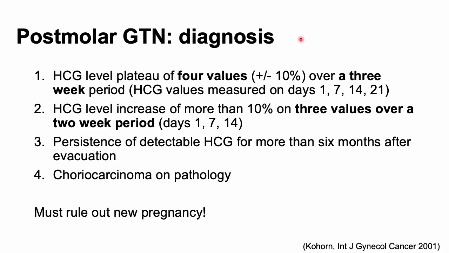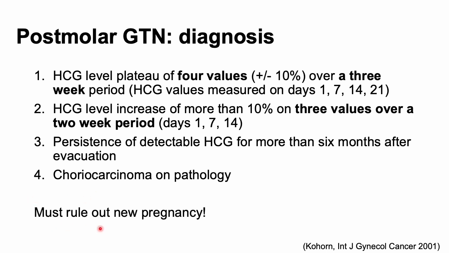Diagnosis. I would say this may be the most important slide. You have to know this. So you're getting your betas after your evacuation of your mole, and if you see a plateau of 4 values over a 3-week period, or you see an increase of more than 10% on 3 values over a 2-week period, that's diagnostic for GTN. If the beta is detectable for more than 6 months, GTN, or if choriocarcinoma comes up on your pathology.